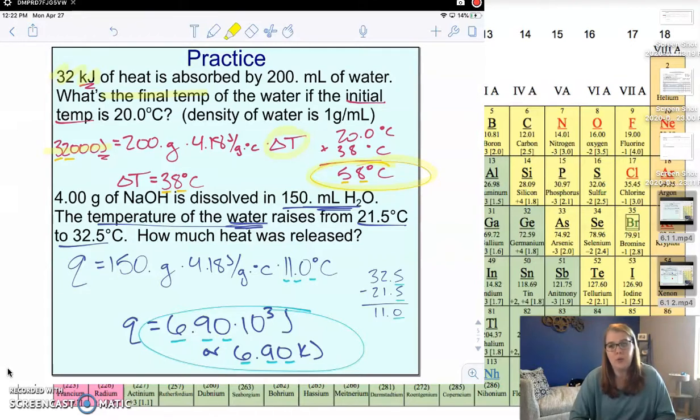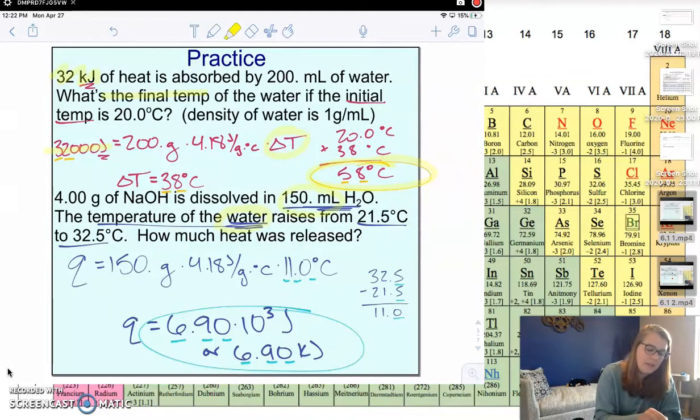For the next one, the key here is making sure that you're picking the correct variables. So I told you that 4 grams of sodium hydroxide is dissolved in 150 mL of water. Well, notice it says the temperature of the water raises. So if what we're measuring is the change in temperature of water, we should be using the specific heat of water, which means we should be using the mass of water. So basically the 4 grams of NaOH in this example is negligible. We don't need to know that. Basically what we're measuring right now is the energy of the water specifically. And so that's why I use the 150 mL.